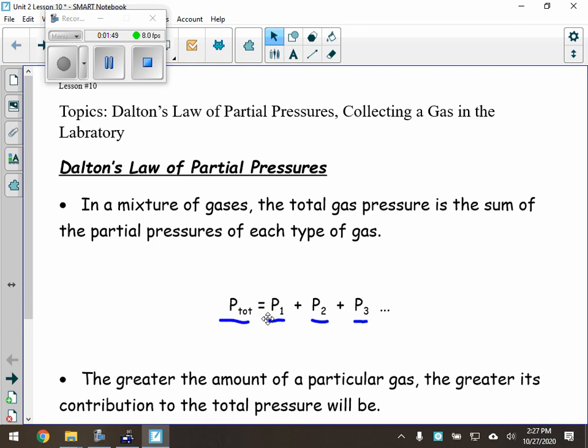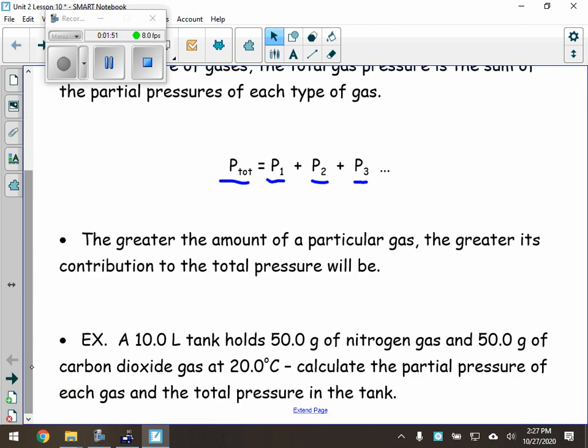Now, this is important, and I'm going to prove this to you in a bit here. There are a lot of little things here that are super important that we need to pay attention to. If you want to write some stuff down, by all means do so. But we're going to talk about some relationships here. Now, it says this: the greater the amount.